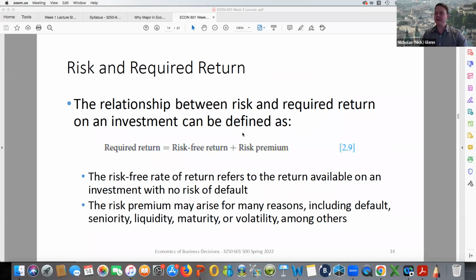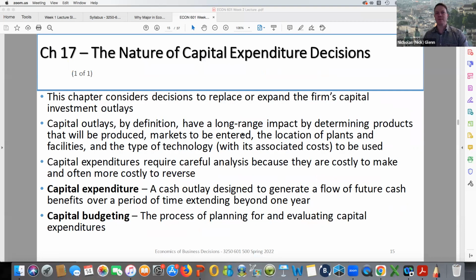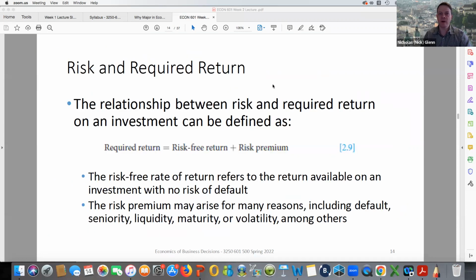Okay, so that's it for this part. This will be it for this video, and we'll go to the next. We'll skip ahead to chapter 17 because it's related, looking at capital expenditure decisions and going a little more into that. Hope this was helpful.